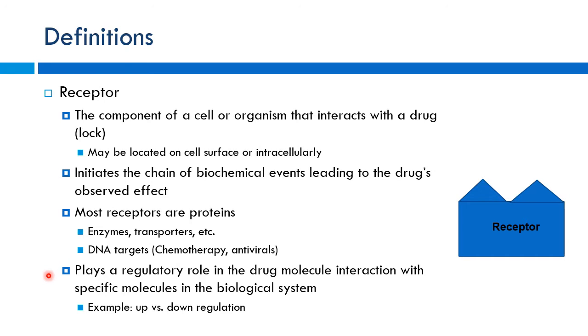Now again, receptors typically play a regulatory role in how much effect you're going to get from a drug, and we're going to talk about this concept of up versus down regulation. But for instance, if I have a drug, say drug A, and it only interacts with receptor B, if I take receptor B completely out of the body, what do you think that's going to do to the effect of drug A? It shouldn't have any effect, right? Because there are no receptors for it to interact with.